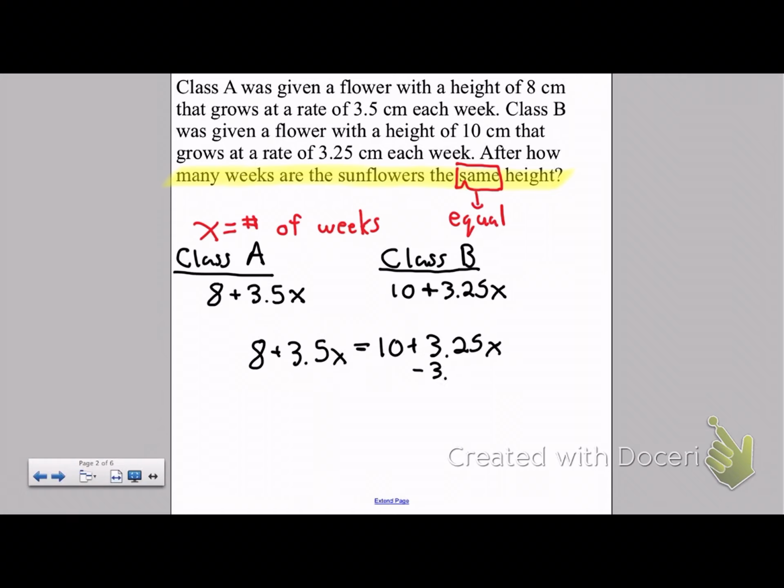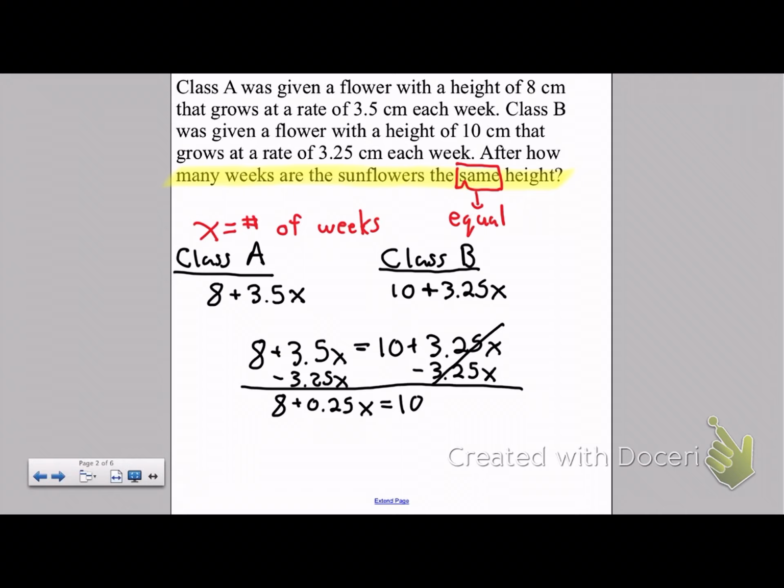Now I'm going to move my variables to the left hand side. So I'm going to subtract 3.25x from both sides. You could do it either way. This 8 just comes down. 3.5 minus 3.25 is a positive 0.25x equals 10, and 3.25x minus 3.25x cancels out.